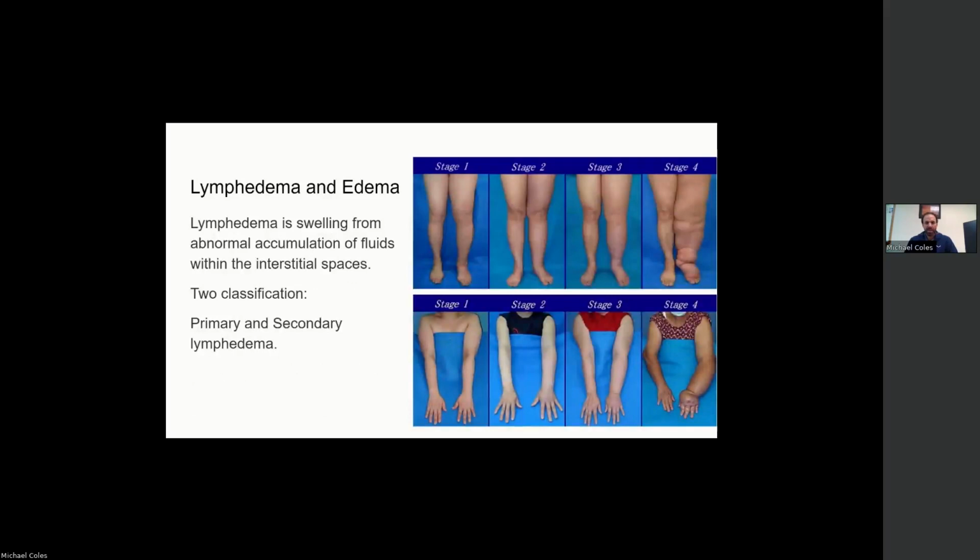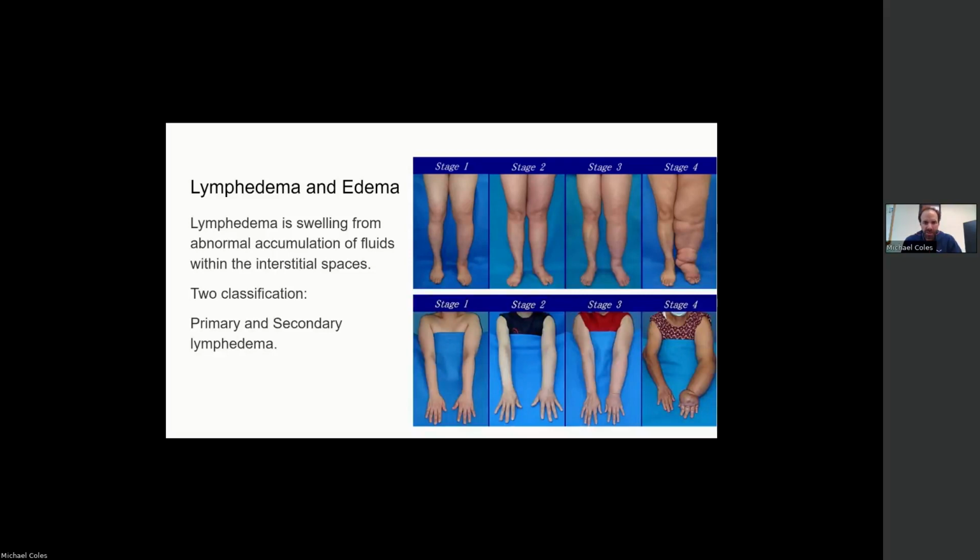So lymphedema and edema is a swelling from abnormal accumulation of fluids within the interstitial spaces, in between the cells. You have different stages. It starts out where it just starts to drip and go into the spaces, and then you can see stage 2, stage 3, stage 4. This fluid just constantly fills, just like if all the roads were blocked and then you have a drizzle over a week period of time. Eventually that water is going to rise and it's not running off.